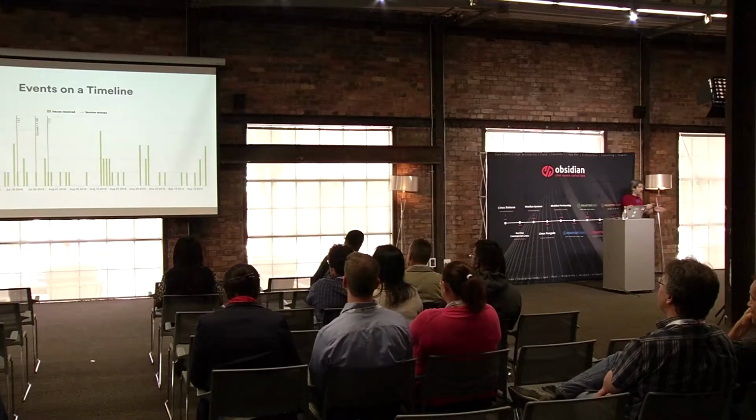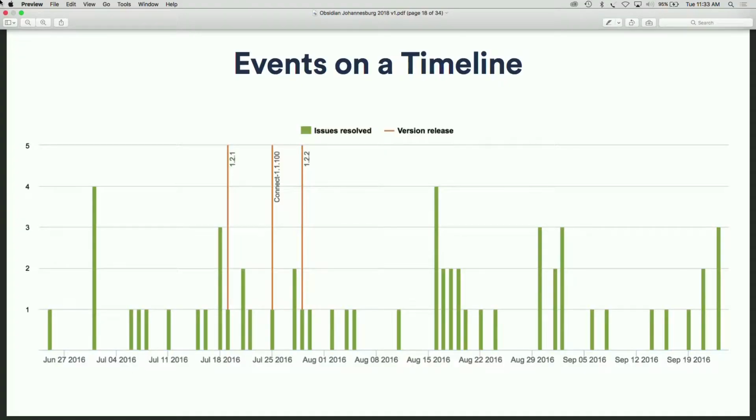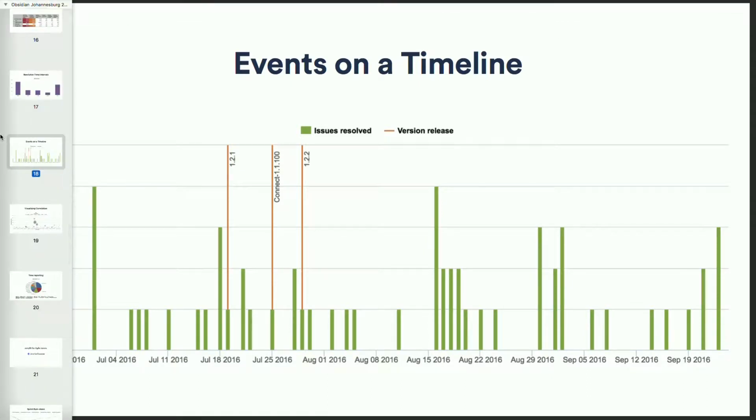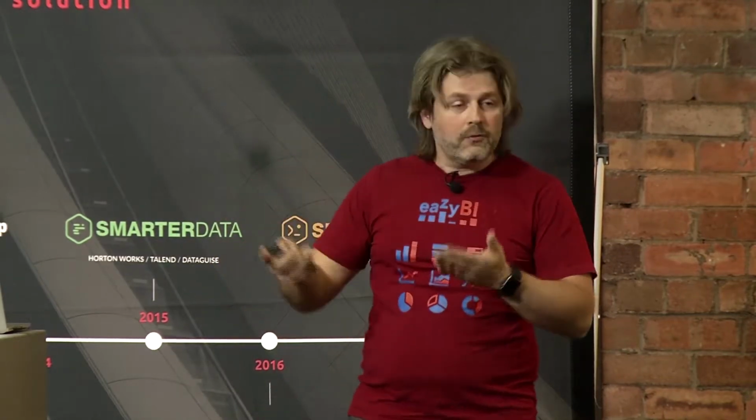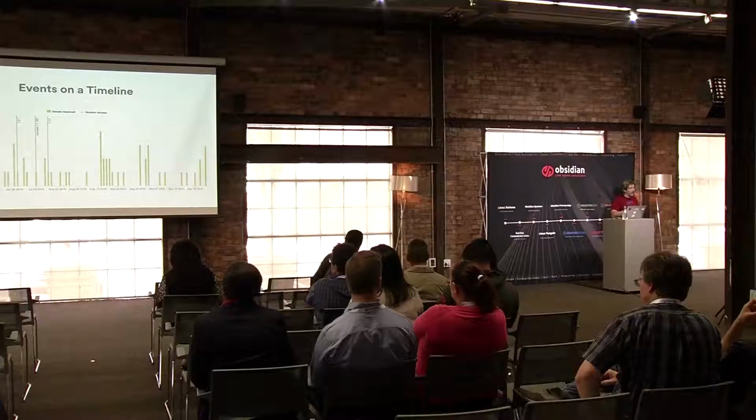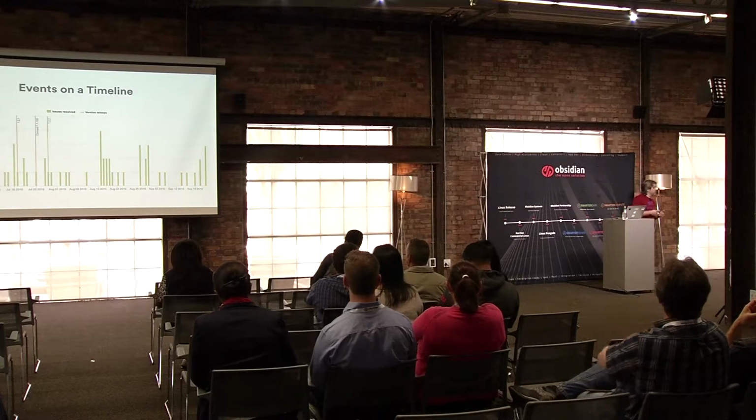Then when you are looking at a timeline of created and resolved issues, sometimes it's good to combine it and show some other events which might influence this issue creation or resolving time. For example, you can put on a timeline some vertical lines when new versions were released. And then you can track whether it influenced or didn't influence either issue creation time or issue resolution time for these new versions.